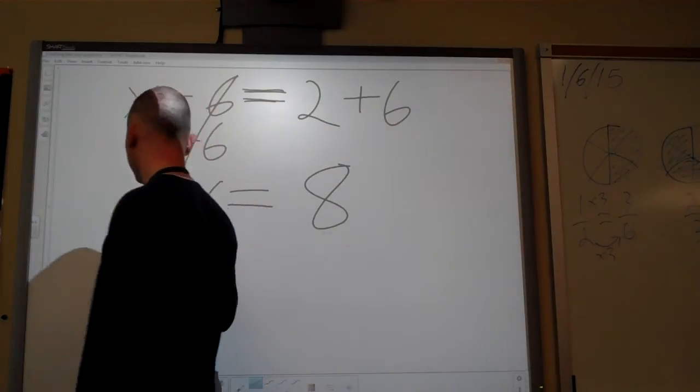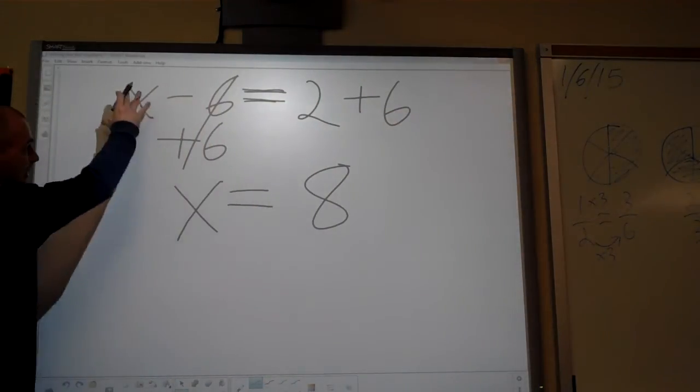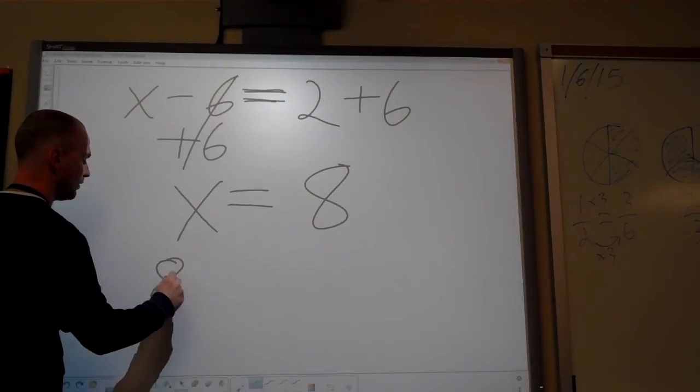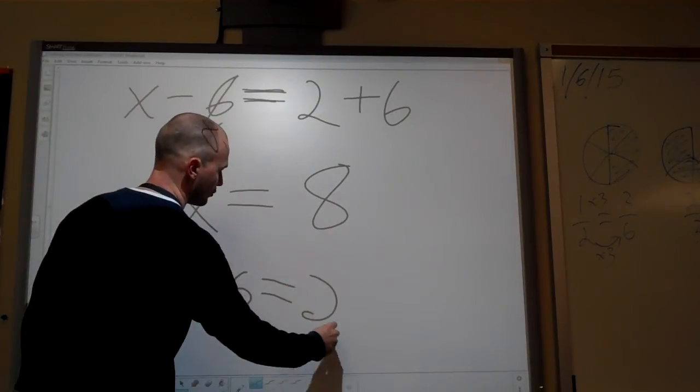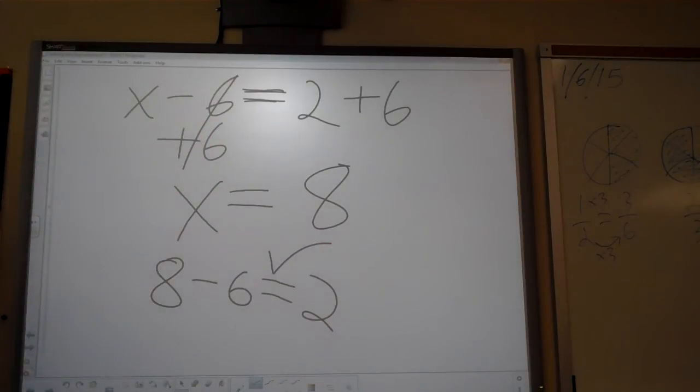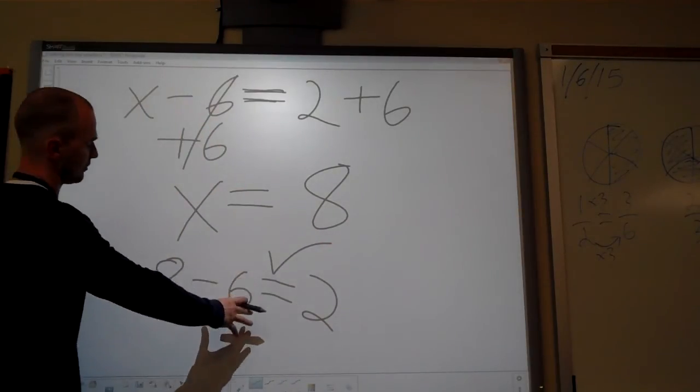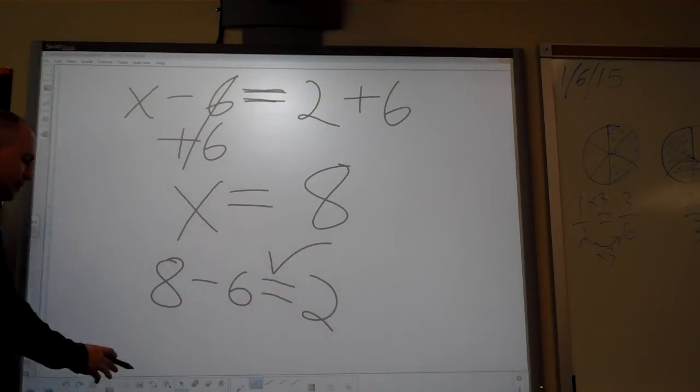So now we're going to check. We're going to substitute 8 for our x in our original problem. 8 minus 6 equals 2. Yes, it does. Check. That was our original problem, x minus 6 equals 2. 8 minus 6 does equal 2. It checks.